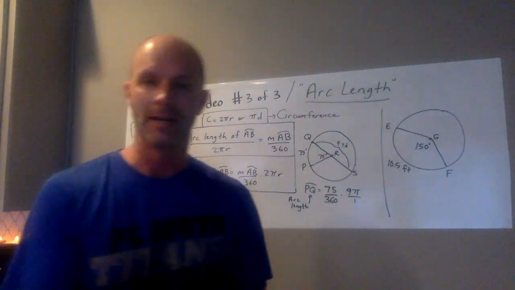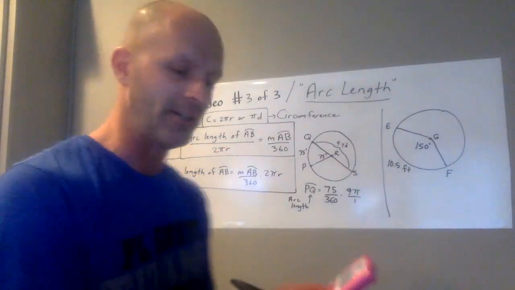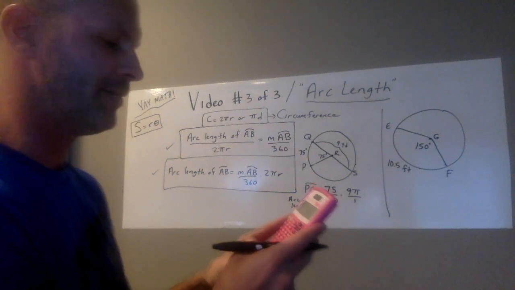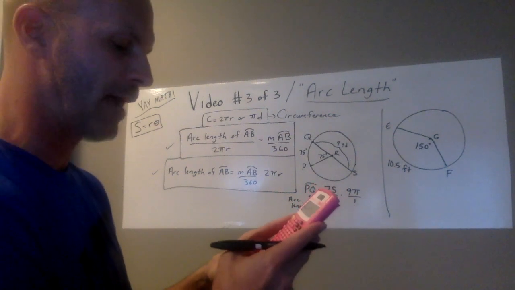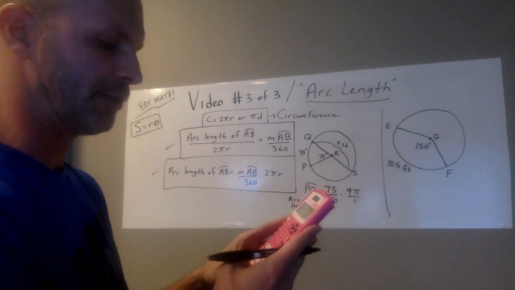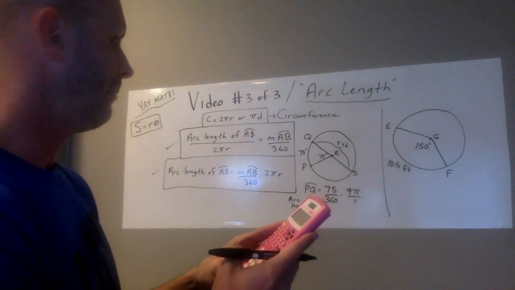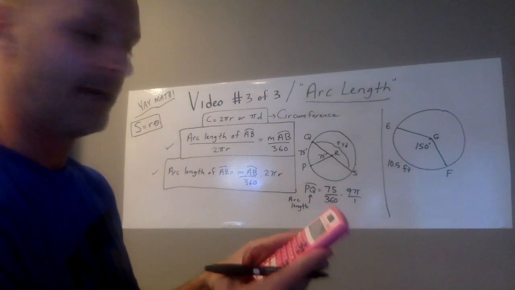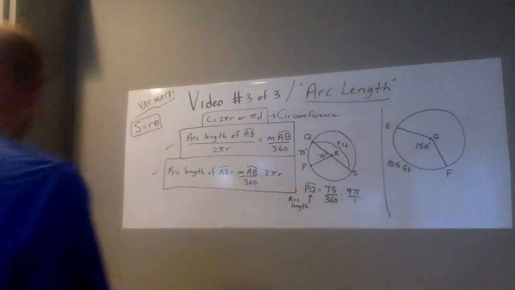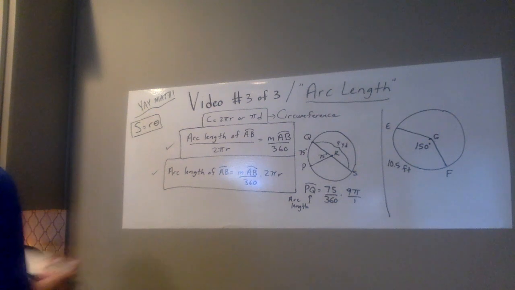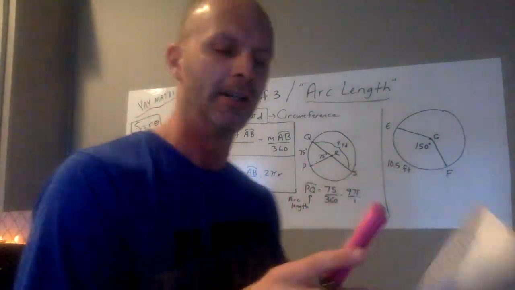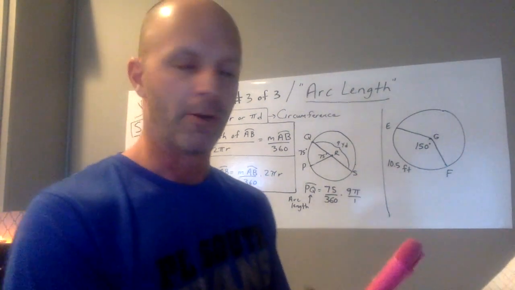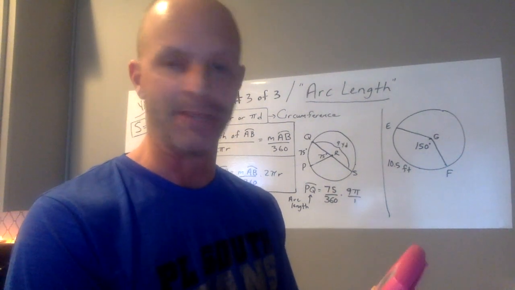So if I pull out my handy-dandy calculator, that's what we want you guys to do as well. We're going to take 75 times 9 times pi. Again, you can just use 3.14. Make sure you divide it by 360. So hit equals, divide by 360. Final answer. I got 5.8875. So if I round it to the nearest tenth, I'm going to say 5.9.